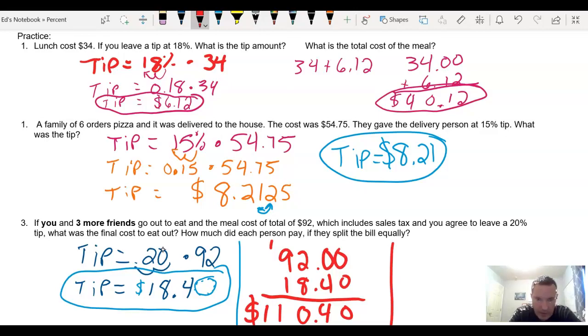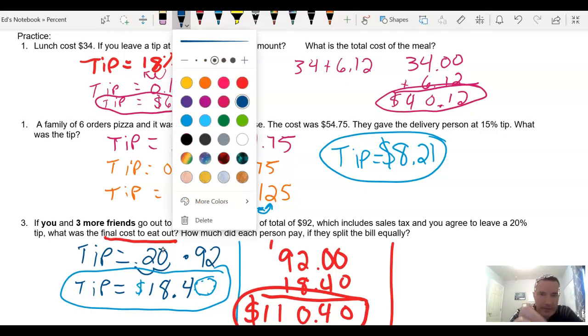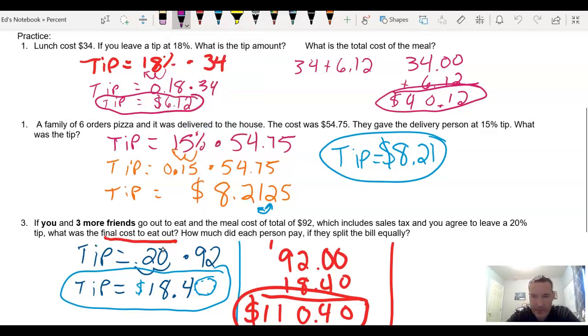So what was the final cost to eat out? This is our answer. So we needed the tip, but we're not going to stop there. We had to get the total, $110.40. But now, what it asks us to do, how much did each person pay? So how many people are eating out? Don't get fooled by this 3. It's you and 3 more friends, which is, again, as we said earlier, 4 people.